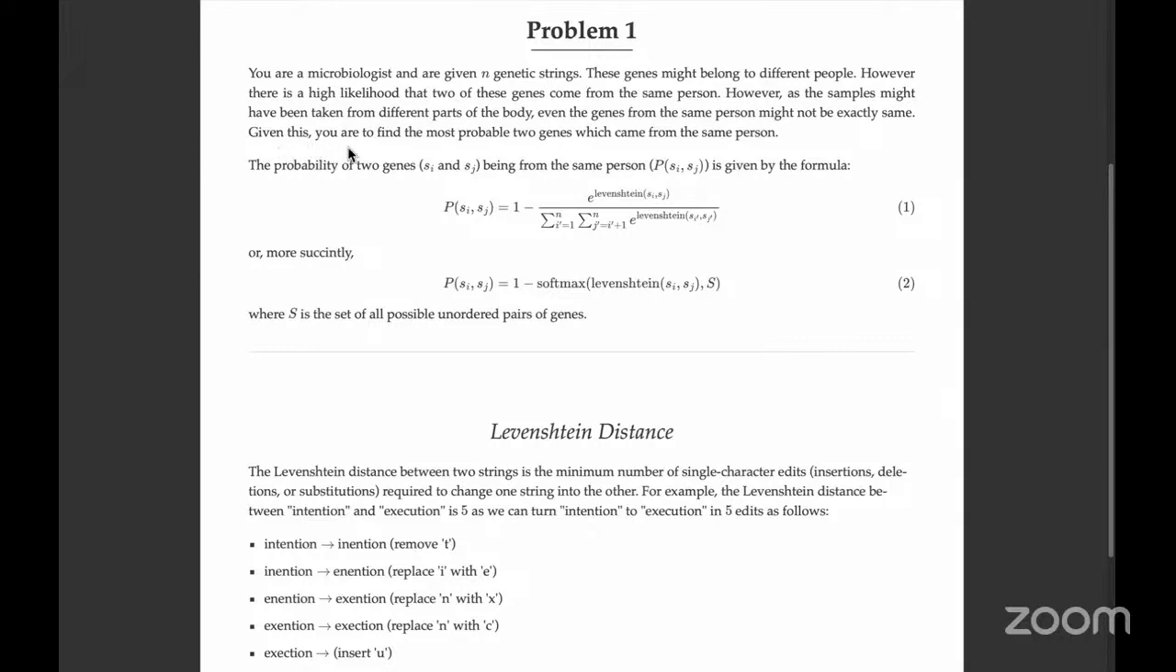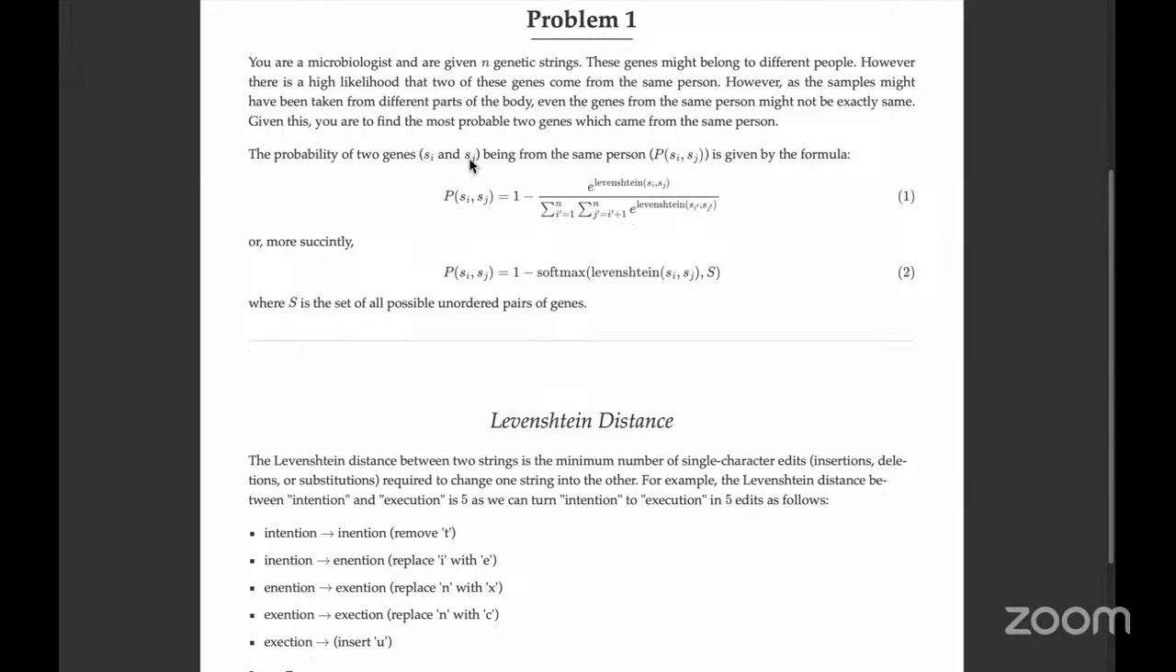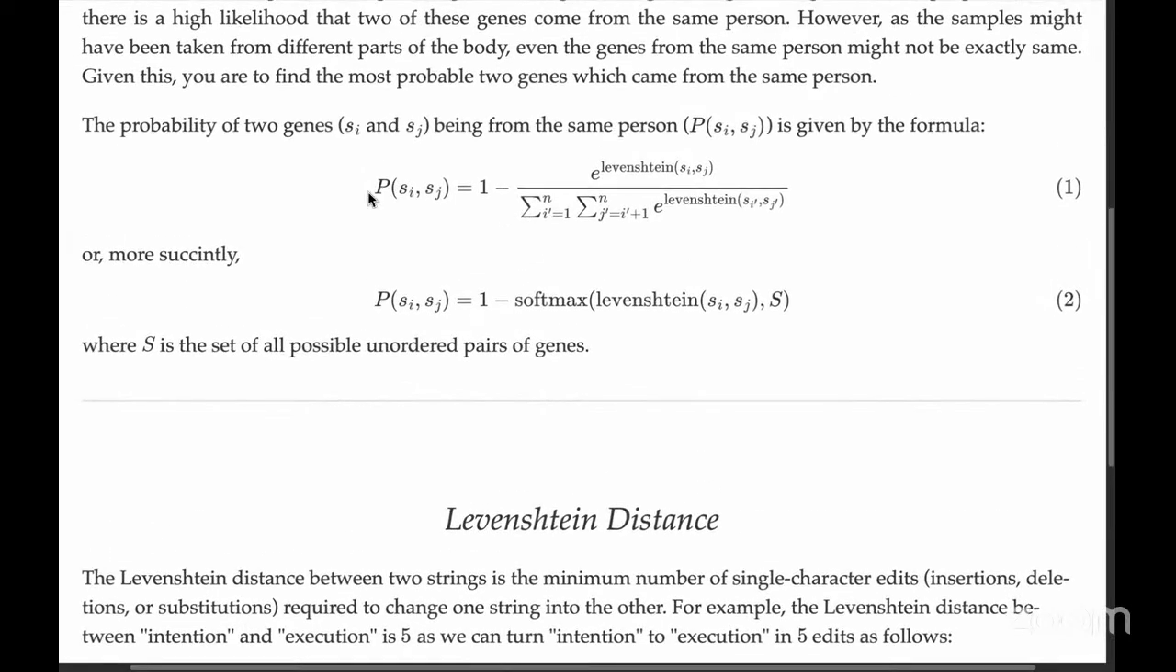So given this, you have to find the most probable 2 genes which came from the same person. The probability of 2 genes Si and Sj being from the same person, denoted as P of Si Sj, is given by the following formula. P of Si Sj is 1 minus e to the Levenshtein of Si Sj divided by the sum over all the pairs of i and j.